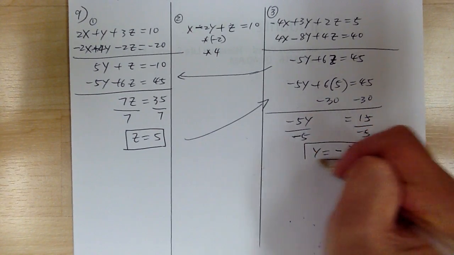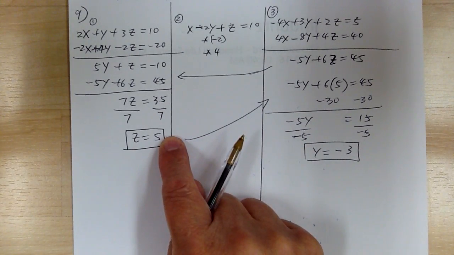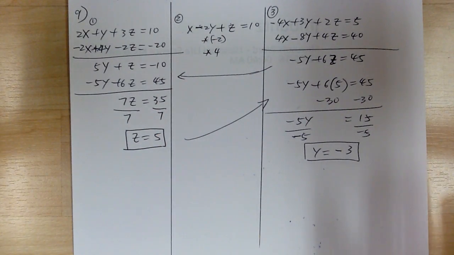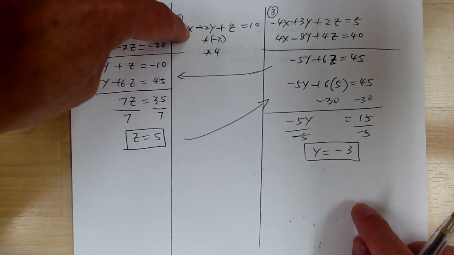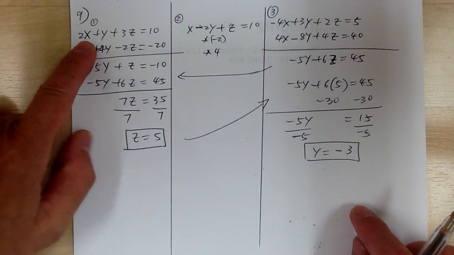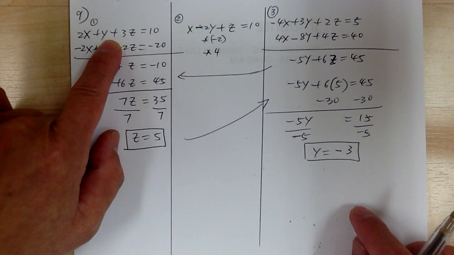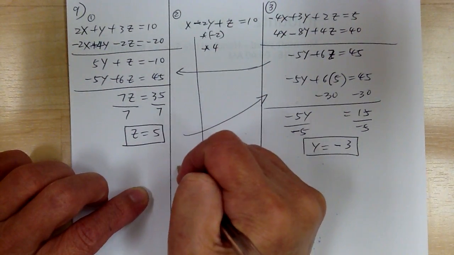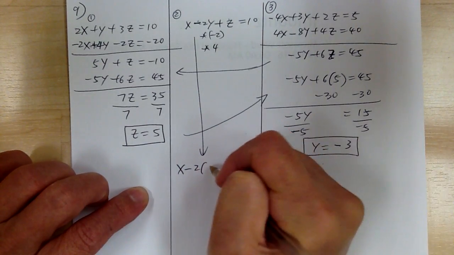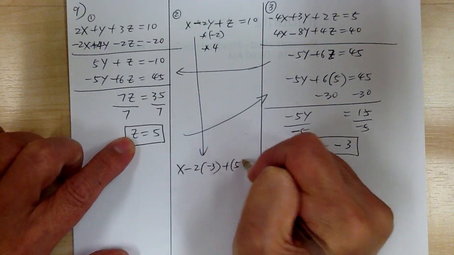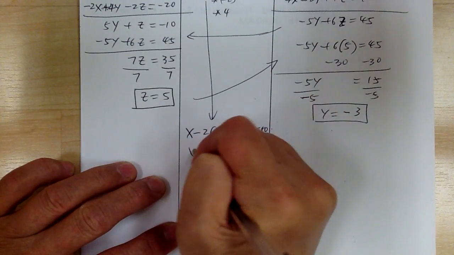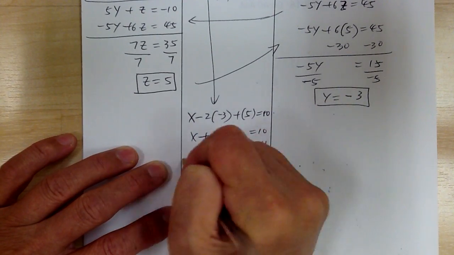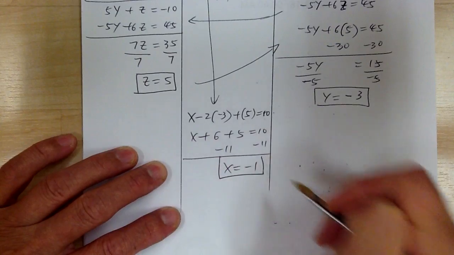Now once I find y and z, I can go back and look for the x. Again, you can use any equation. It looks like this is the easiest one. Personally, I like this one because it has no subtractions, but this one has x by itself already. So again, it doesn't matter; you can choose any. So I get x minus 2 times y, which is negative 3, plus z, which is 5, equal to 10. So x plus 6 plus 5 equal to 10. So minus 11, minus 11. So x equal to negative 1. And that's it.